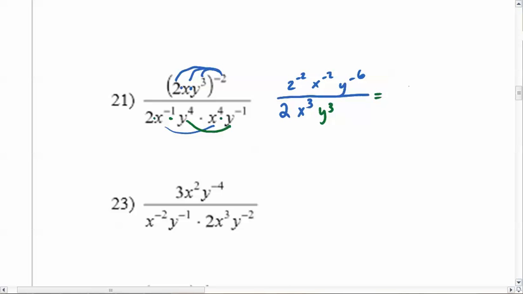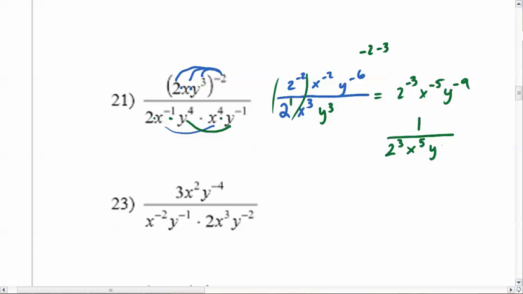And so now we can put everything together. 2 to the negative 2 over 2 to the first. Since it's division, we're going to subtract. So that would be 2 to the negative third. We've got x, negative 2 minus 3, which is negative 5. And then negative 6 minus 3 is y to the negative 9. You'll notice they all got negative exponents, so they all got to move down to the bottom. So we've got to leave a 1 on top. You can't have a bottom without a top, and we just rewrite everything with positive exponents now that it's on the bottom of the fraction. There you go. Cheers.